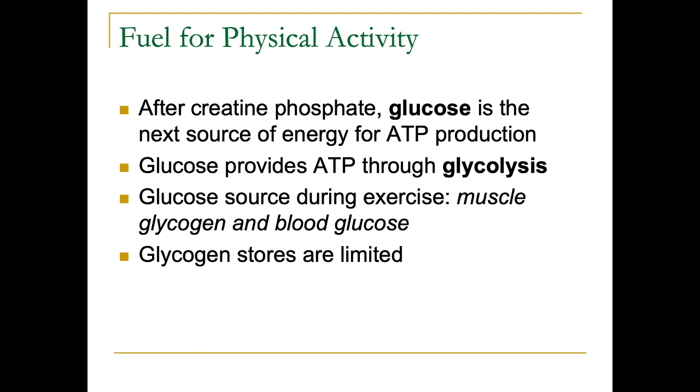So once you've used those initial stores of energy, then glucose starts being broken down for ATP production. And you get most of the glucose for this in your muscles from glycolysis of glycogen or blood glucose. And if you remember, I said the glycogen stores are limited in your body. So you rapidly burn through them, and then the only place you get glucose is from your blood.